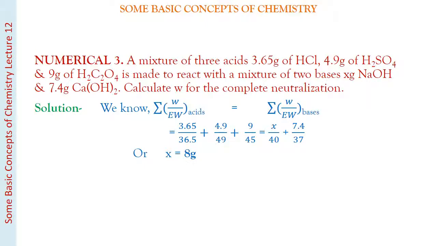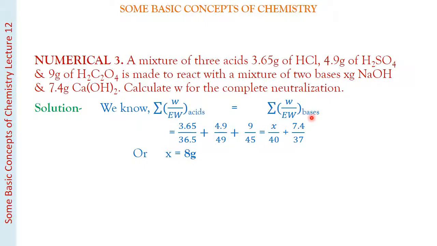A mixture of three acids, 3.65 gram of HCl, 4.9 gram of H2SO4, 9 gram of H2C2O4, this is oxalic acid, is made to react with a mixture of two bases, X grams of NaOH and 7.4 grams of calcium hydroxide. You have to calculate the weight of NaOH required for complete neutralization. Fine. So we now know that for complete neutralization, the number of equivalents of the acids is going to be equal to the number of equivalents of the bases.